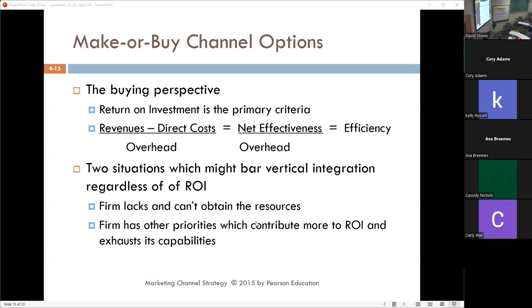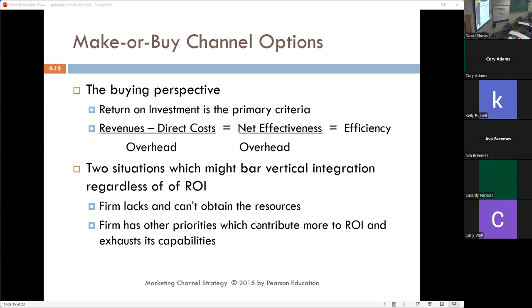And that's the game, all right? So return on investment is the ratio of net effectiveness to overhead, okay? That's the reason why. The one reason why we vertically integrate, the one reason why we get up in the morning, the one reason why we do anything in business is to increase our return on investment. That's it.